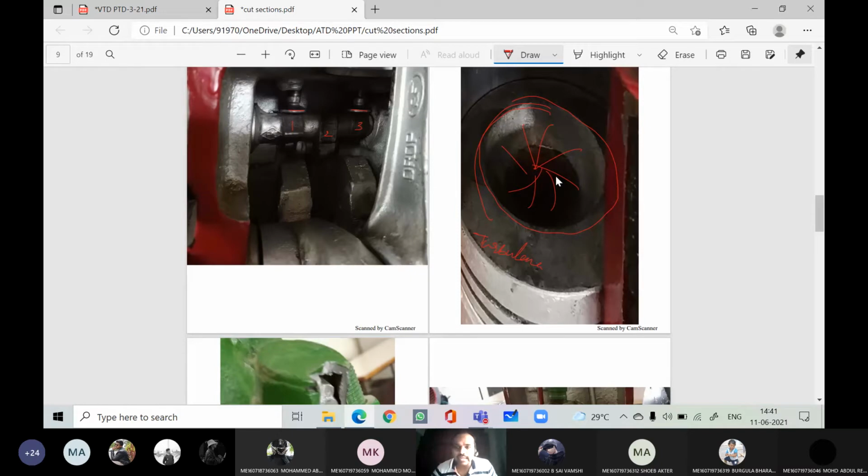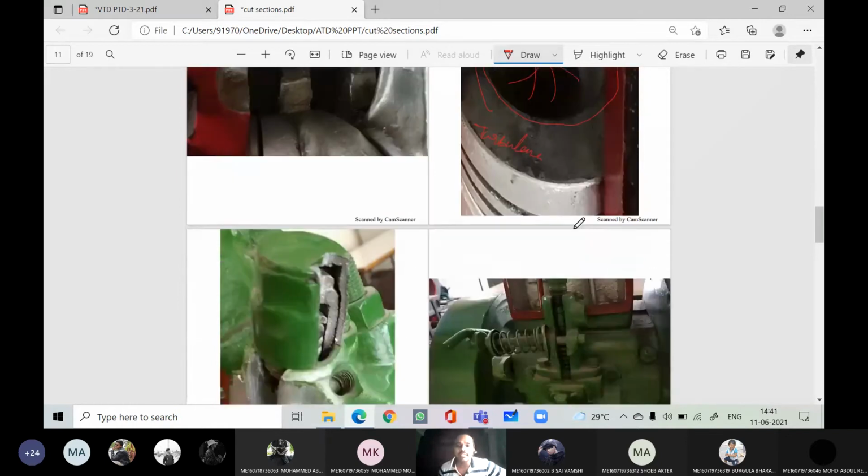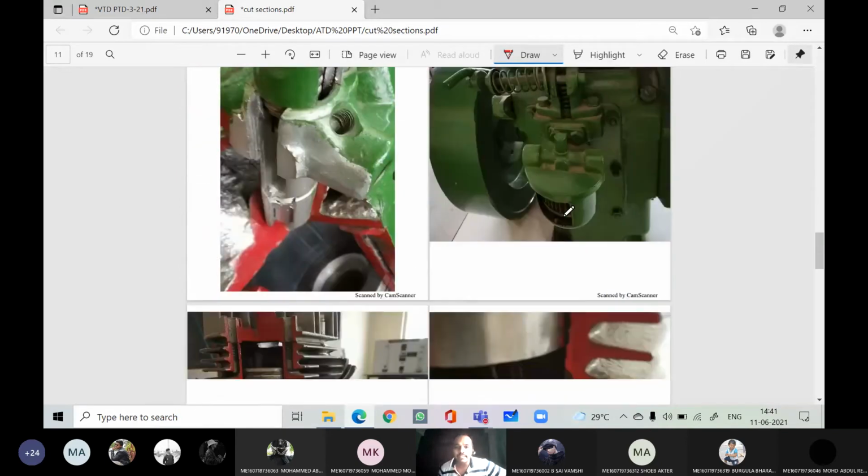This portion will create turbulence, meaning whirl, so that the moment the diesel fuel is injected into the engine cylinder, it will mix in no time. The diesel should mix with high pressure and high temperature air, thereby the self ignition of the diesel, or auto ignition of the diesel, will take place.